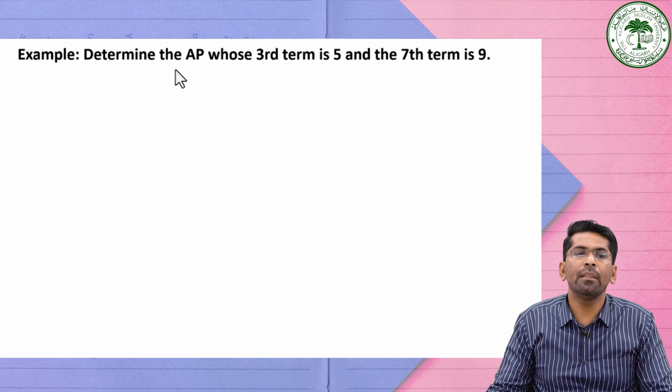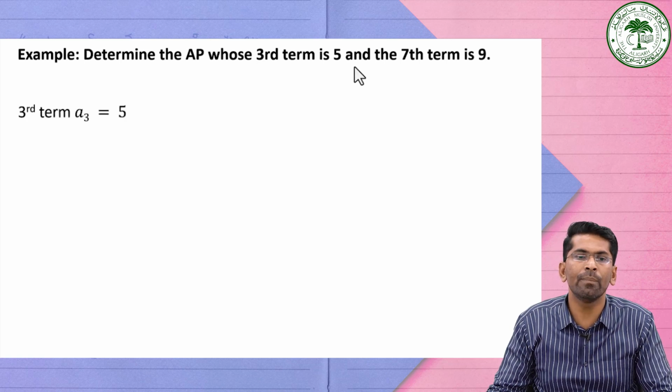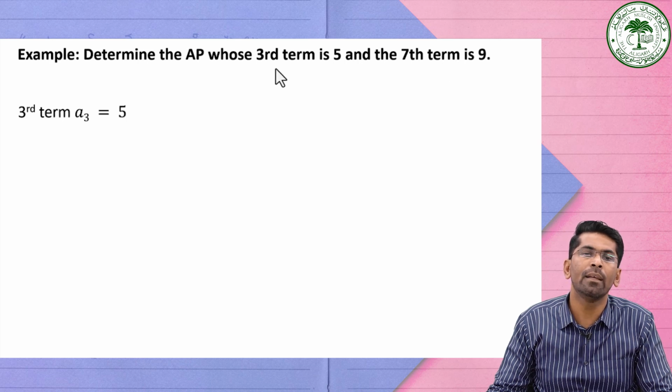Determine the arithmetic progression whose third term is 5 and the seventh term is 9. What information is given here? The third term, that is a3, is equal to 5, and the seventh term is also given. First we consider the third term, a3 equals 5.